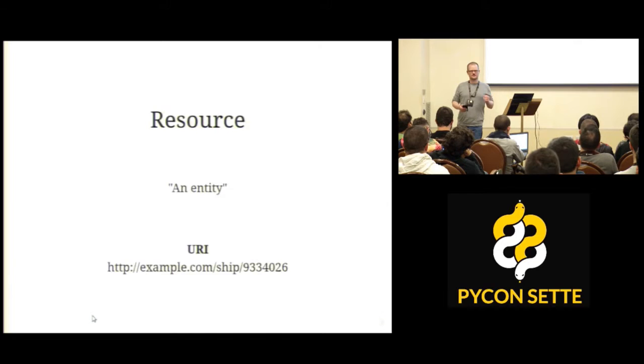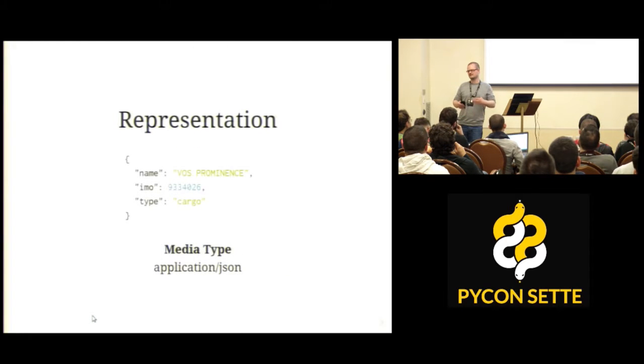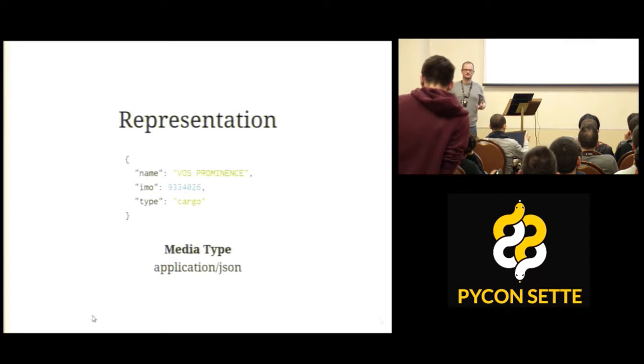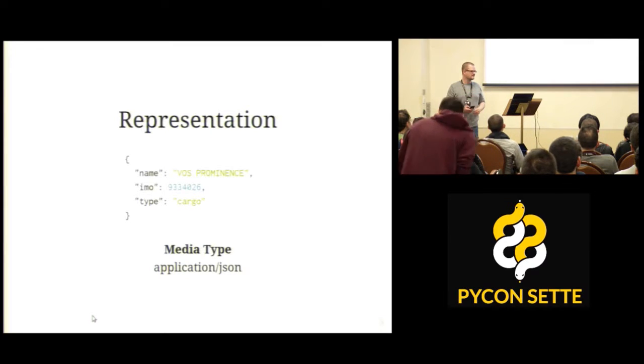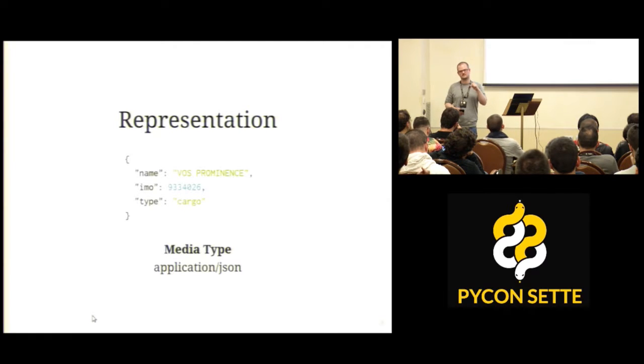To start with, there's a resource. A resource is something with basically a URI. And a resource has a representation. A representation is a string of bytes, basically. In this case, it very much looks like JSON. That's what this defines: this is application JSON, which means this is a piece of JSON text. That's the JSON representation of the resource.